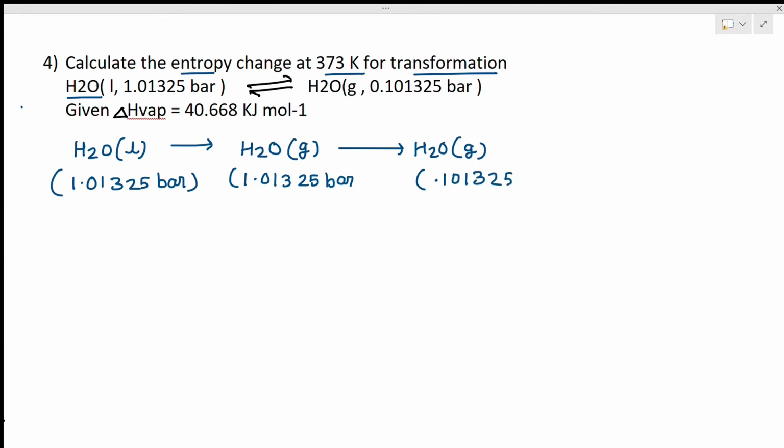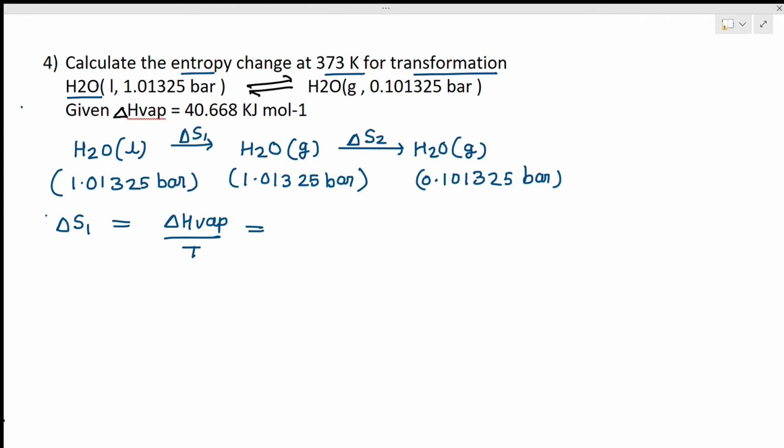Then this H2O gas is changing to H2O gas at 0.101325 bar. It means firstly the liquid form is changing to gas, so there is a phase transformation. And secondly, there is no phase transformation: the gas is changing to gas, only the pressure is changing from 1.01325 bar to 0.101325 bar. So first we will see del S1, then del S2, and then we add both of them. For del S1, we use del H vaporization divided by temperature.